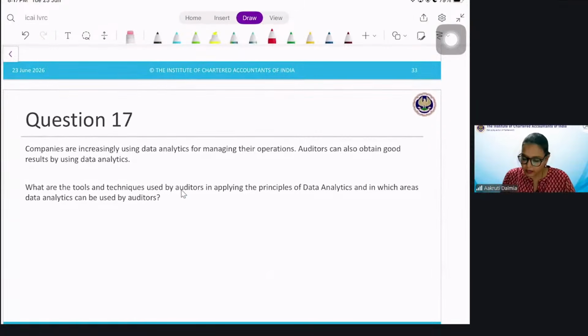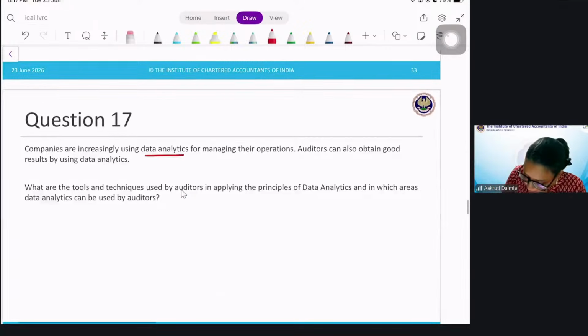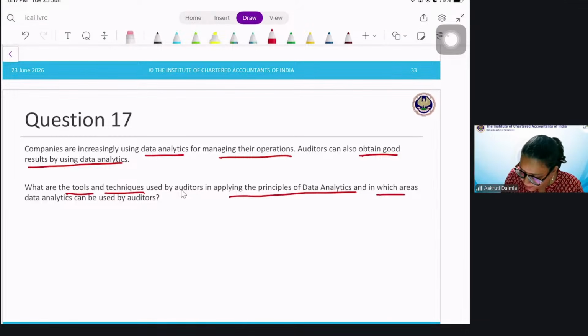Companies are increasingly using data analytics for managing their operations. Auditors can also obtain good results by using data analytics. What are the tools and techniques used by auditors in applying the principles of data analytics, and in which areas can data analytics be used? So can anyone give me even one example of this? Yes, Garv. Garv has already given the answer. Very good. This is CAAT.